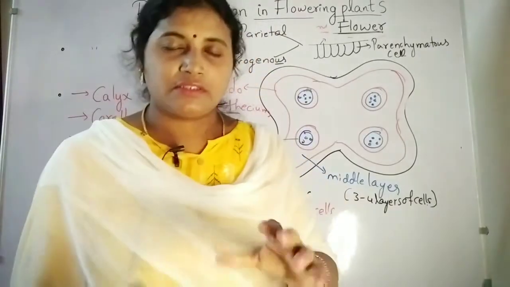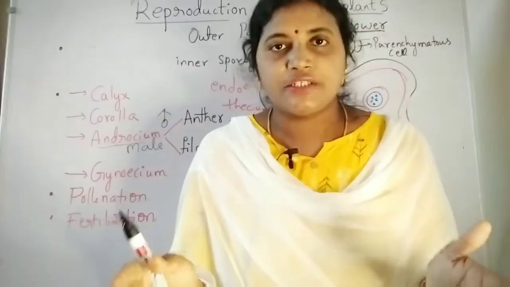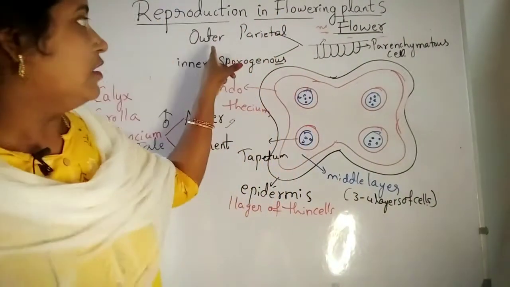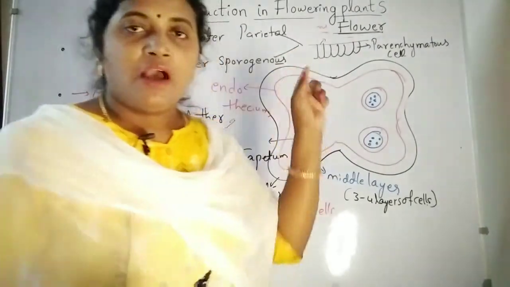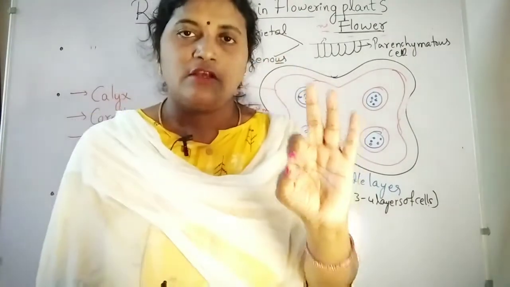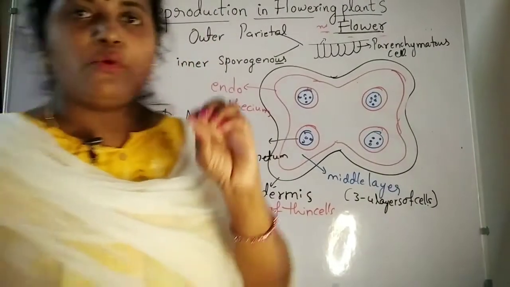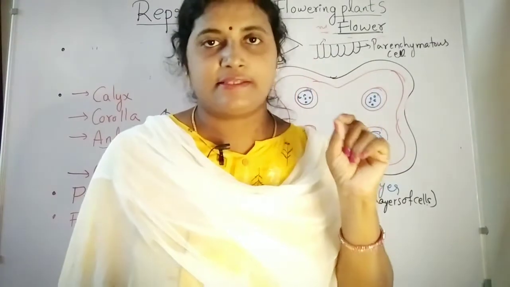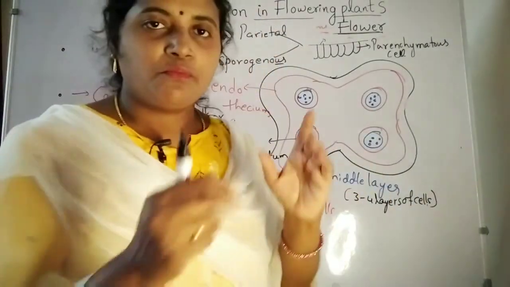This parenchymatous cells, after the growth, are going to differentiate into two layers. Those layers are outer parietal cells and then inner sporogenous cells. Outer parietal cells for protection purpose and the sporogenous cells for microspore production purpose. Okay, so the pollen grains, also known as microspores, are very small in size, that's why they are known as microspores.